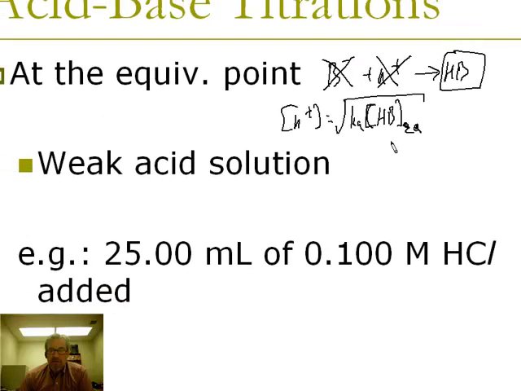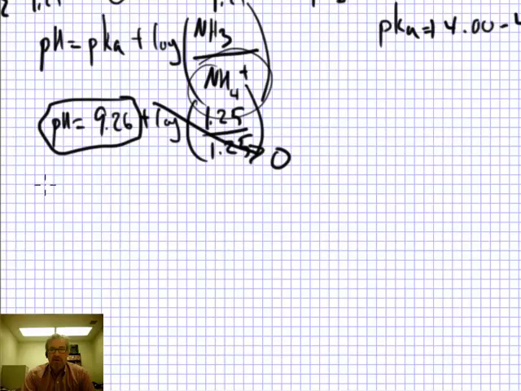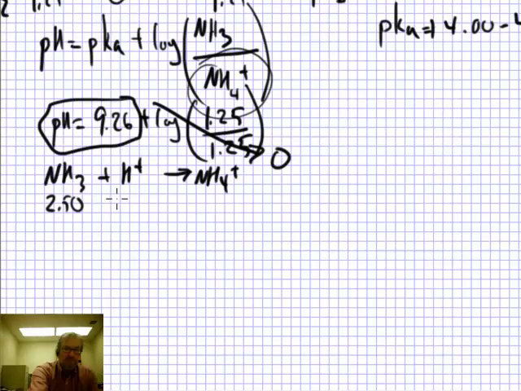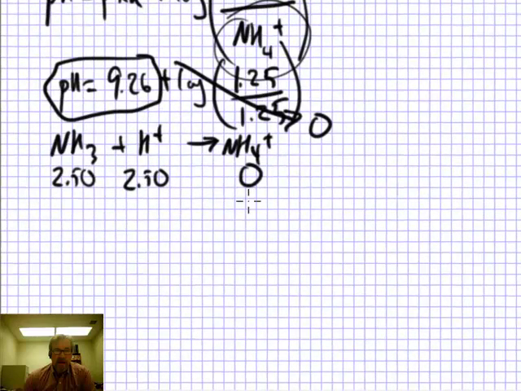So in our example, we're now at the equivalence point, which means we've added 25 milliliters of our 0.1 molar acid solution. Let's figure out what the pH would be. So it's NH3 reacting with H plus to produce NH4 plus. Originally, we started out with 2.50 millimoles of NH3. We've now added 25 milliliters of H plus at 0.1 molar concentration, so that's 2.50 millimoles of H plus. At the beginning, we had no ammonium.